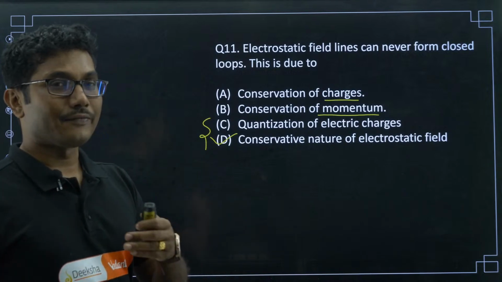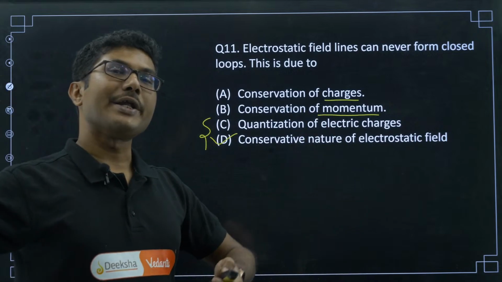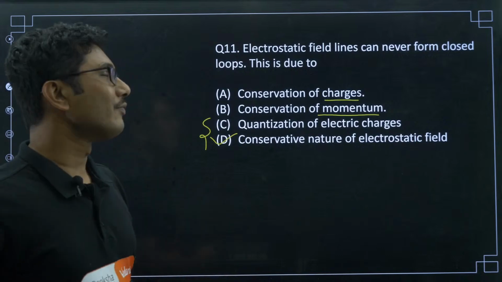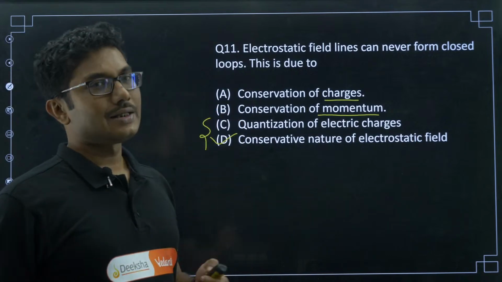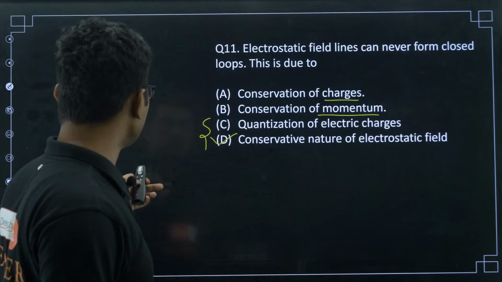Now in the case of the magnetic field, outside the magnet there is a different property, inside the magnet is a different property, that is why there is a different reason for that. Now yes, the correct answer is the conservative nature of the electrostatic field. Now let us move on to the next question.